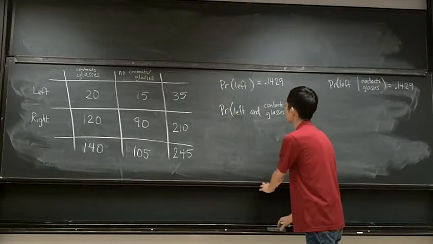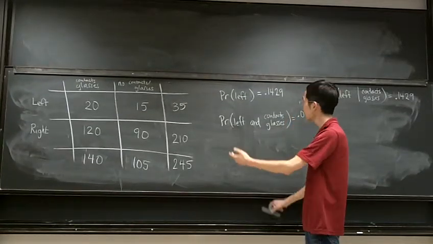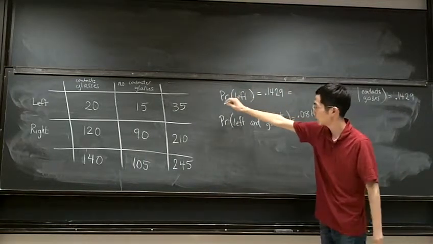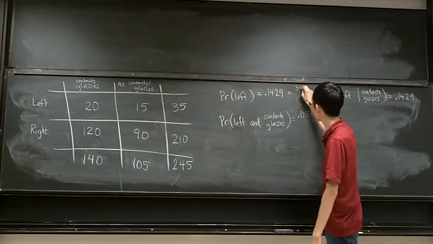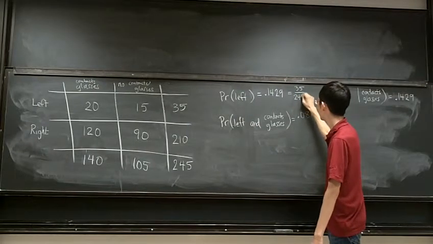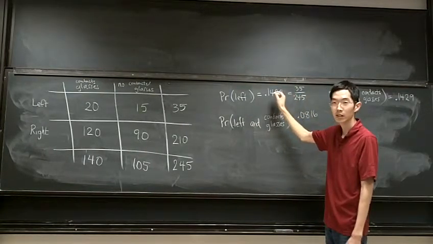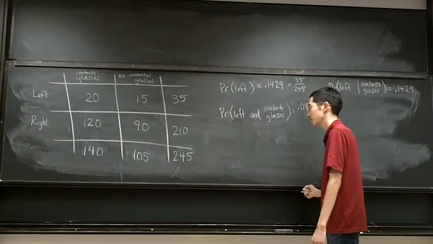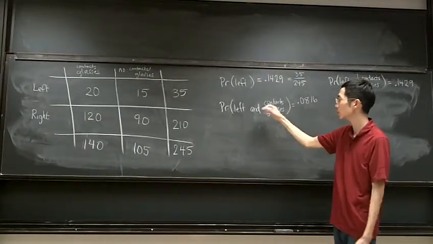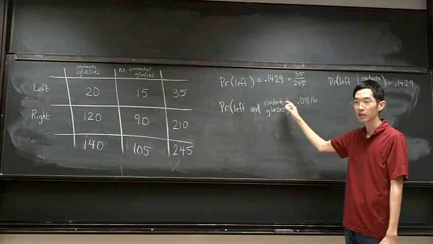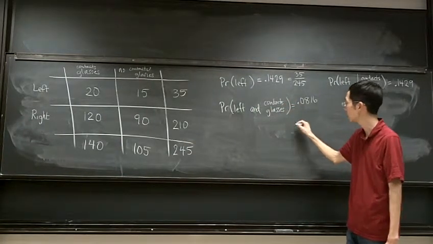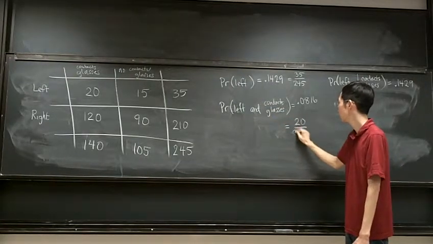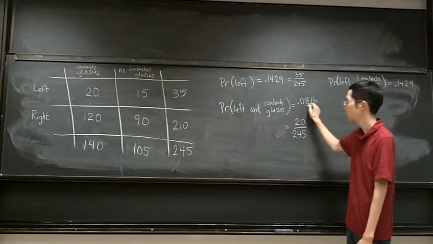All right. So I want to know what's the probability that someone is left-handed. So I just do, how many people are left-handed? 35 divided by 245, and I get 0.1429. Everyone's happy? Yes. Okay. And then we say, what's the probability that someone's left-handed and wears contacts or glasses? Okay, and the answer here, 20 out of 245. And I get this.